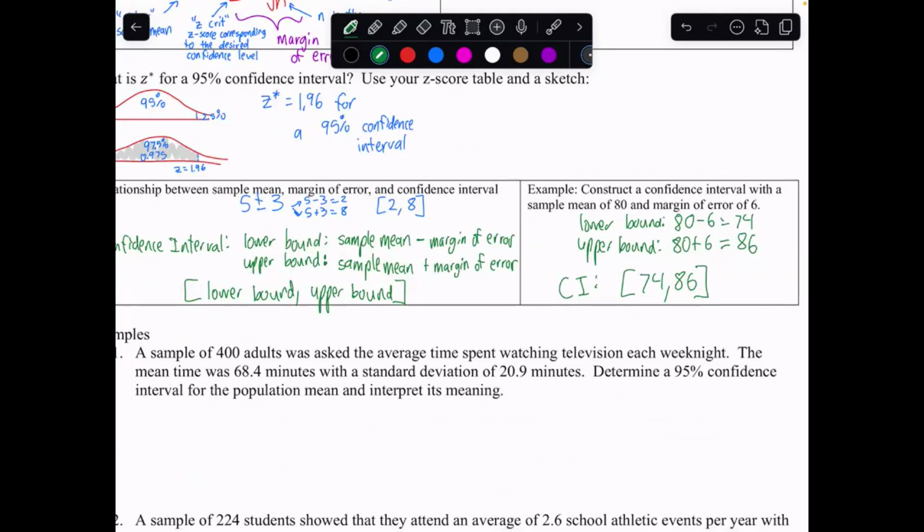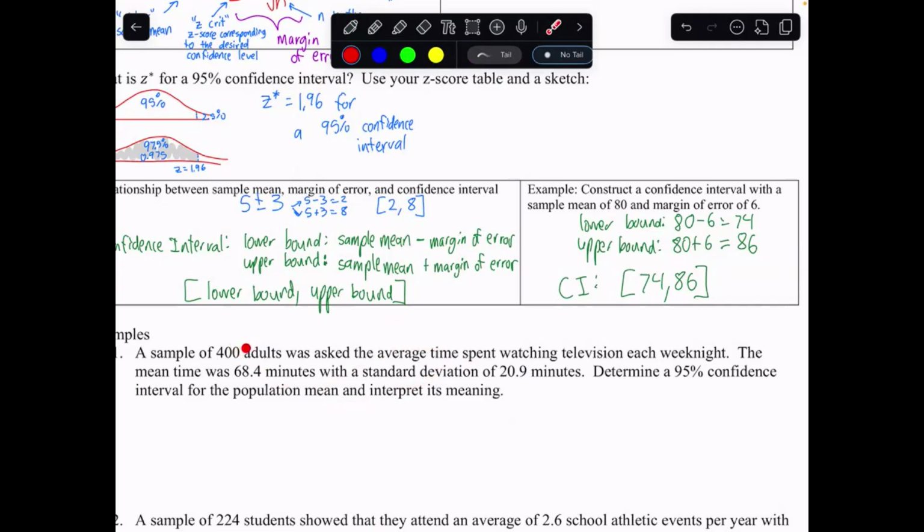Okay, so now let's try doing a full problem. Let's say you're trying to figure out how many minutes the average adult spends watching television each weeknight. Hey, you're never going to be able to get the data from every single adult, right? There's literally millions in the US. Okay, so you do a sample.